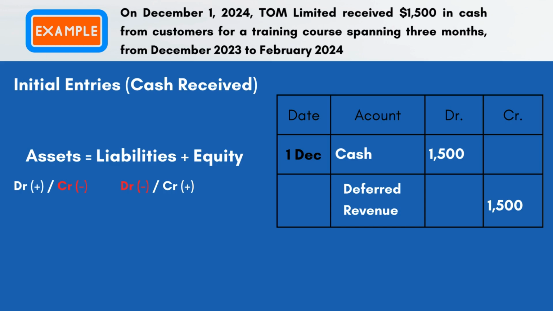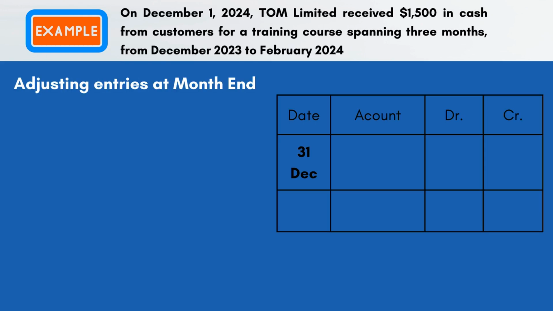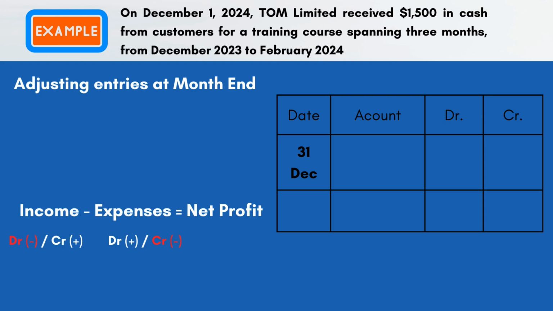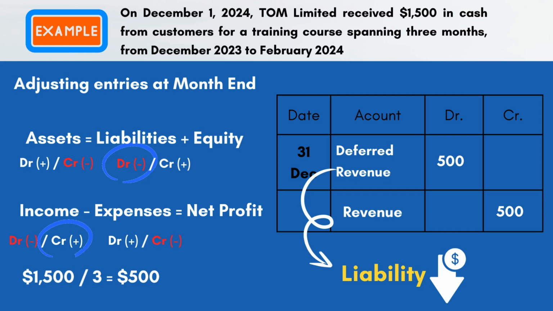We need to make an adjusting entry to recognize the training fee income earned for December 2023. So, 1/3 of that $1,500 should be credited to our service income account, with a corresponding debit to deferred revenue. This entry recognizes our income earned for December 2023 and reduces our liability owed to the customer as of the 31st of December 2023, since we have already provided part of the training service.